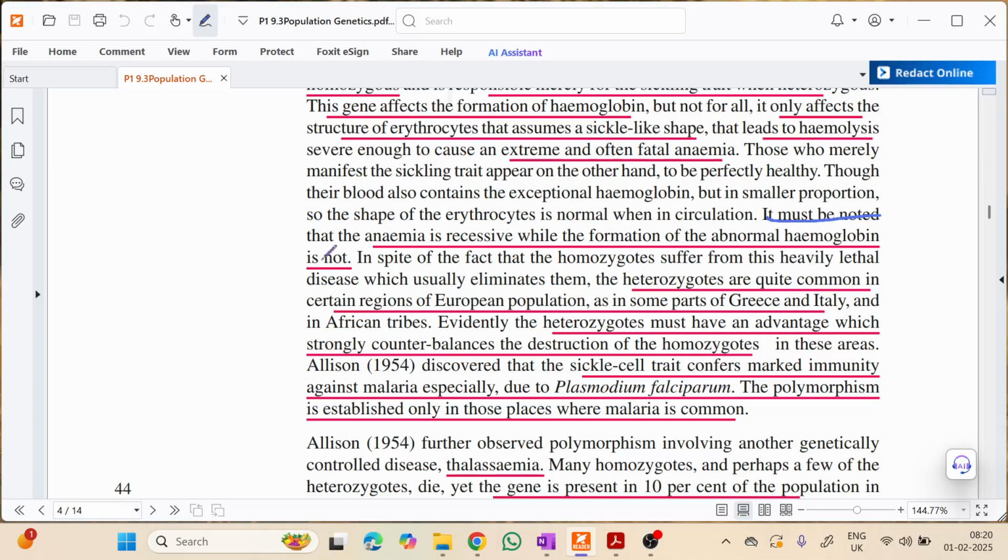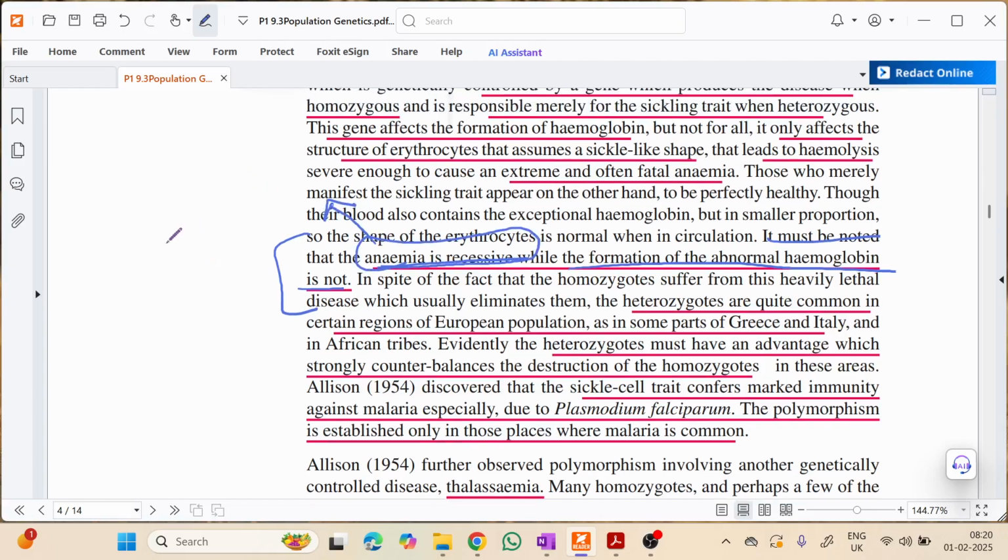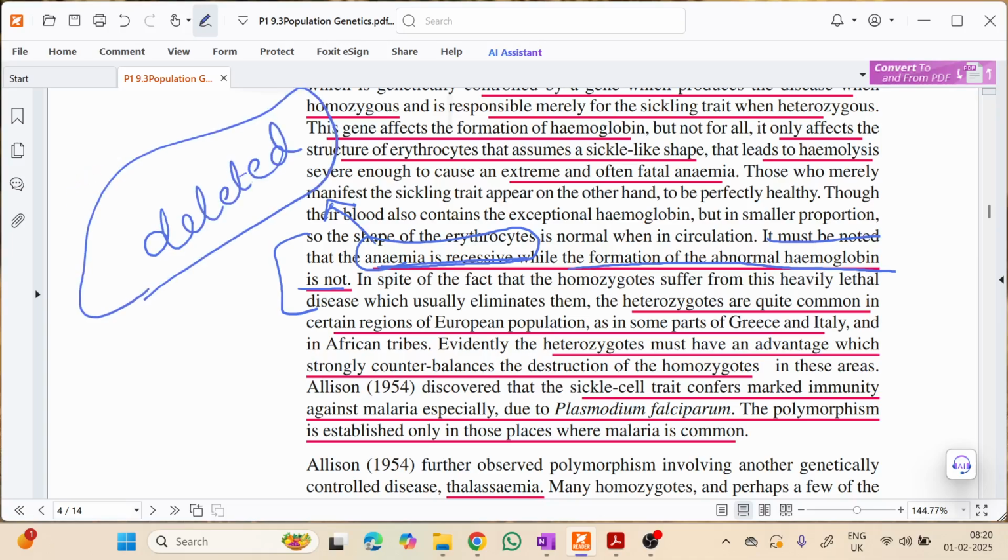So it must be noted that the anemia is recessive while the formation of abnormal hemoglobin is not. So यहाँ पे traits की बात कर रहा है, which traits are recessive and which are not. So anemia, it is recessive because recessive genes are those which do not help in the survival of individual and needs elimination or deletions. So anemia, as you can see, anemia is never going to be helpful in the survival of a species.